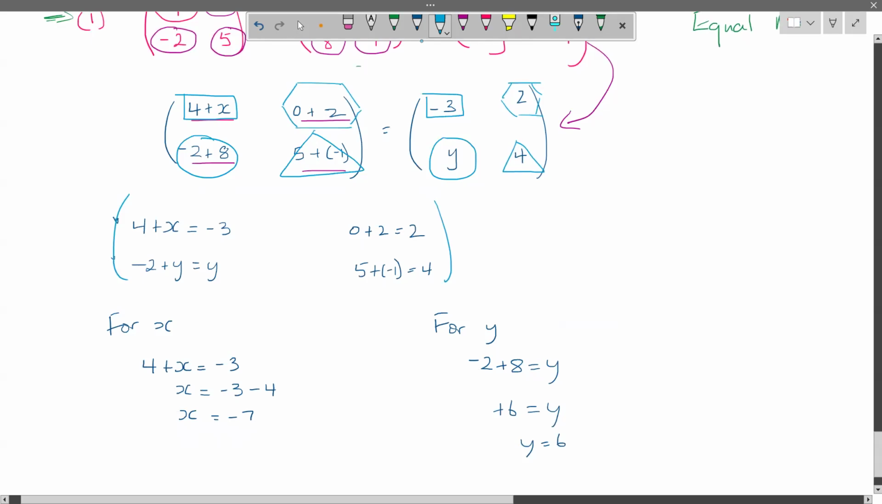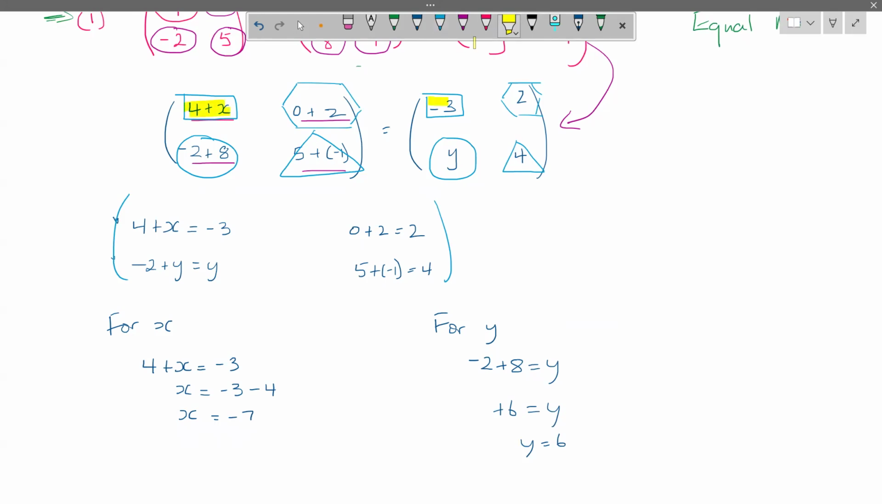Right. So we're concerned really with working out this and this, because that's where we have the X and the Y. Well, you have the answer for this already, right? This already is 2. This, if you work it out, you get 4. Makes sense. So for X, we have 4X is equal to -3.